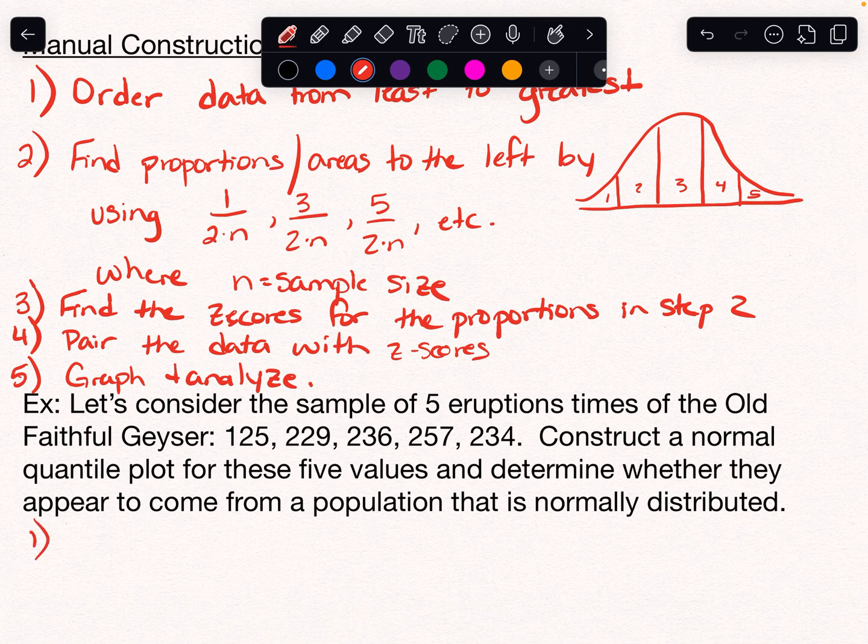So step number 1, I want to order the data from least to greatest. So 125 is the smallest, 229, 234, 236, 257.